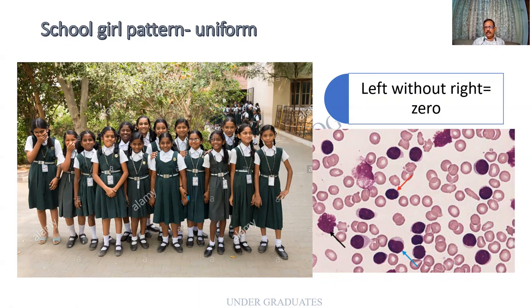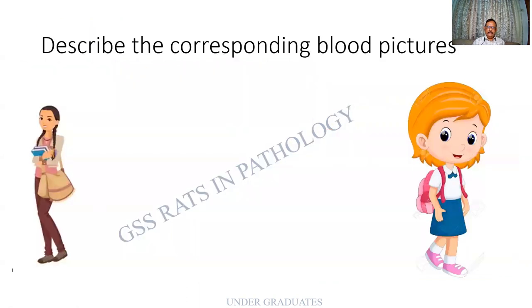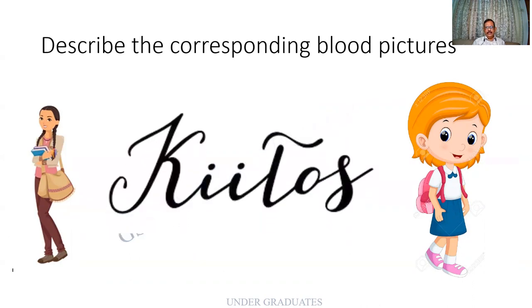Similarly, do not write just college girls in a case of chronic myeloid leukemia. I hope you people can describe the difference between these two, a college girl and a school girl, which means CML and CLL. I hope that you people can make a difference with us.